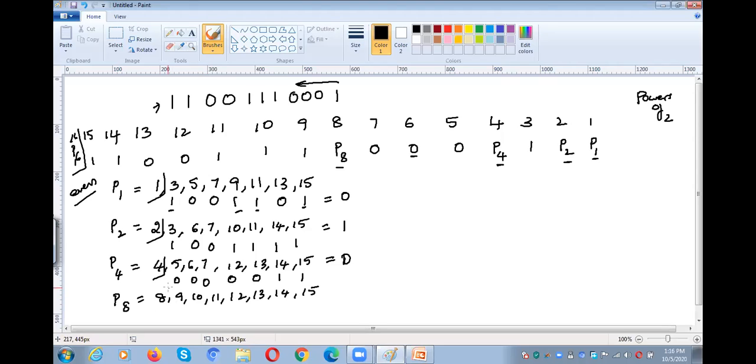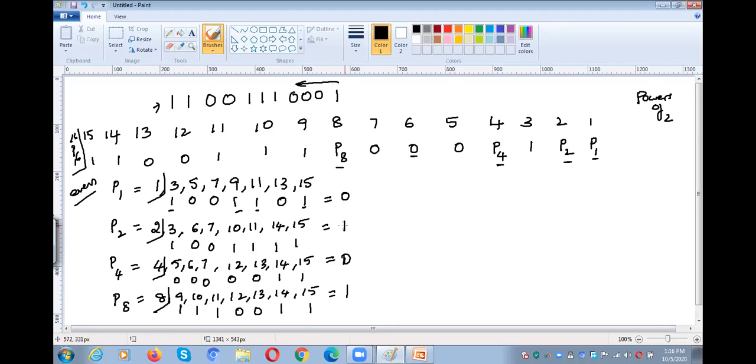8 positions we need to consider as we are calculating for P8. So we need to discard the 8th position, and from 9: 1, 1, 1, 0, 0, 1, 1. How many number of ones? 1, 2, 3, 4, 5. So odd number of ones, 5 ones. So we need to add 1.